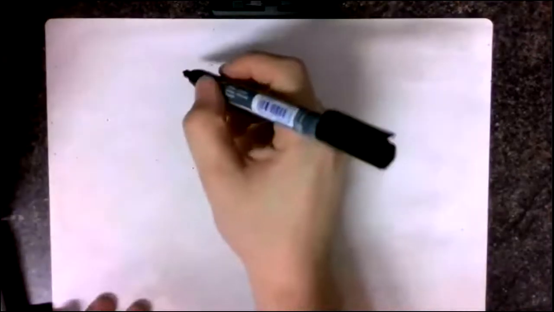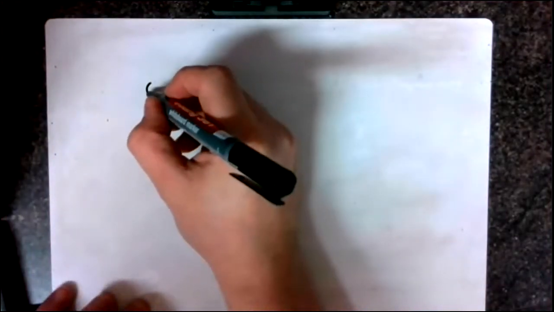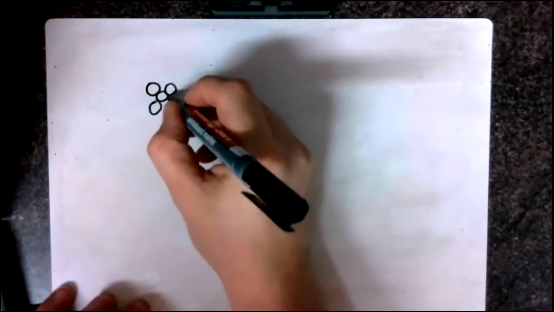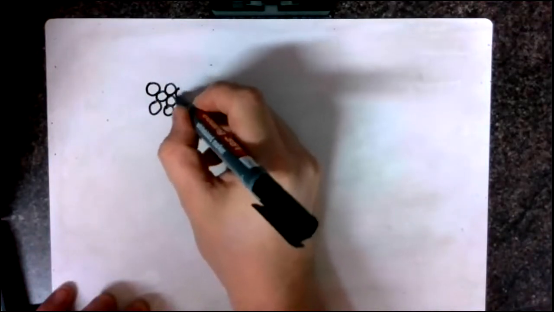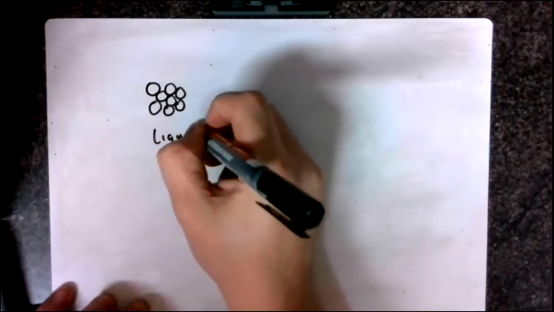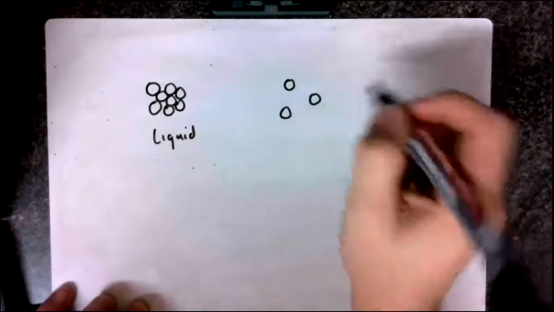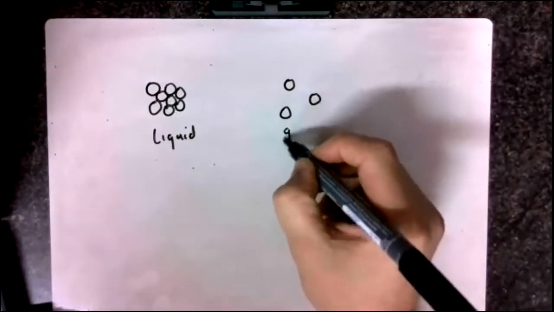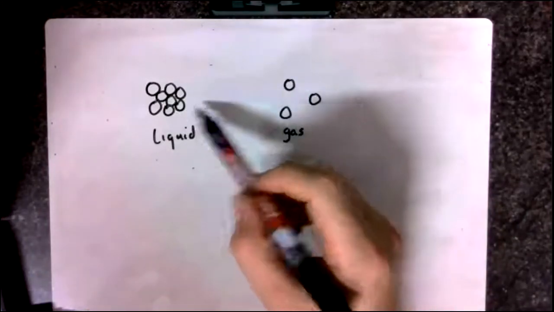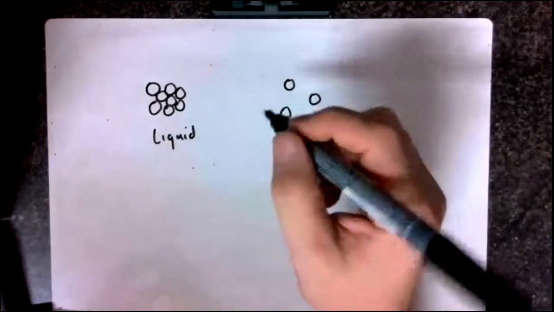Now, for alkanes, we're mainly thinking about liquids and gases. So alkanes will mainly be either liquids or gases. The main change of state that we're going to be talking about is from a liquid to a gas or from a gas back to a liquid.